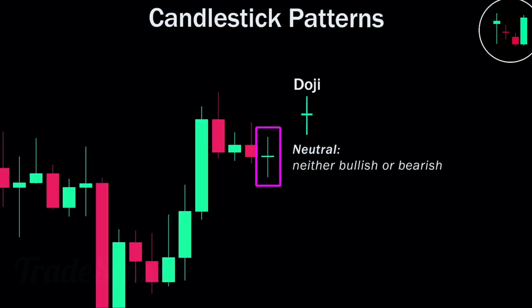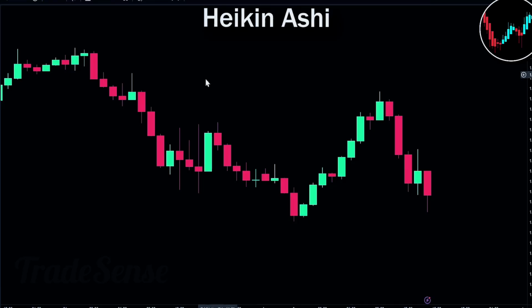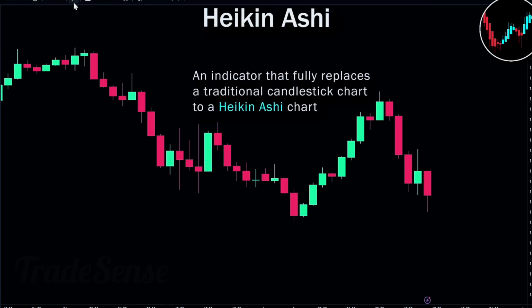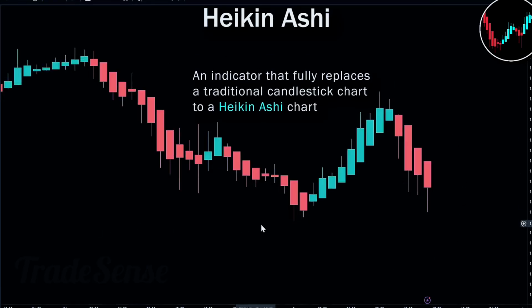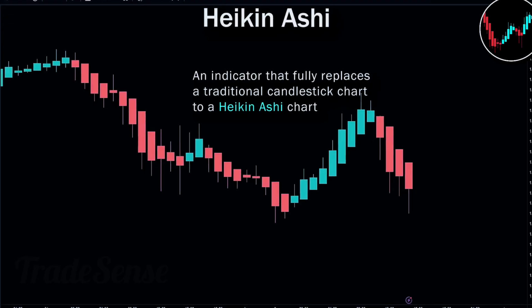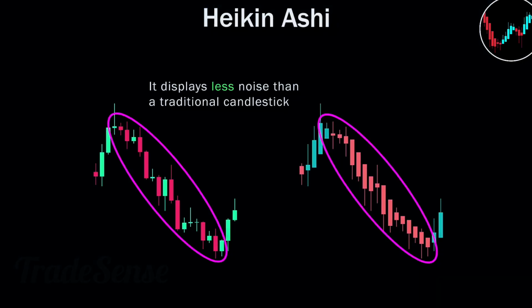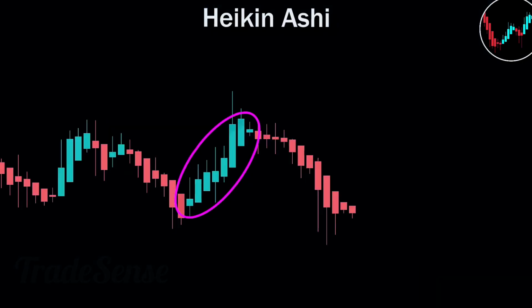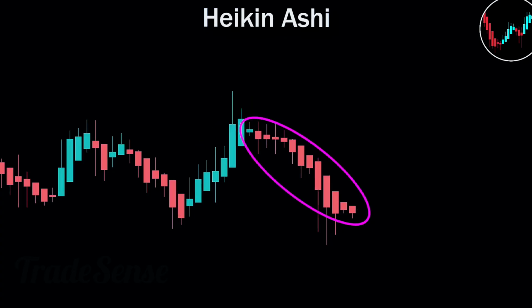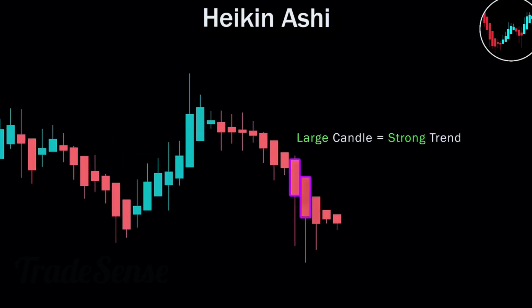Heikin-Ashi. It is an indicator that fully replaces a traditional candlestick chart to a Heikin-Ashi chart. When applied, it tends to give less noise than a traditional candlestick. A green Heikin-Ashi candle signals that the price is on an uptrend, and a red Heikin-Ashi candle signals that the price is on a downtrend. The size of the candle's body also indicates how strong a trend is. The larger the candle, the stronger the trend.